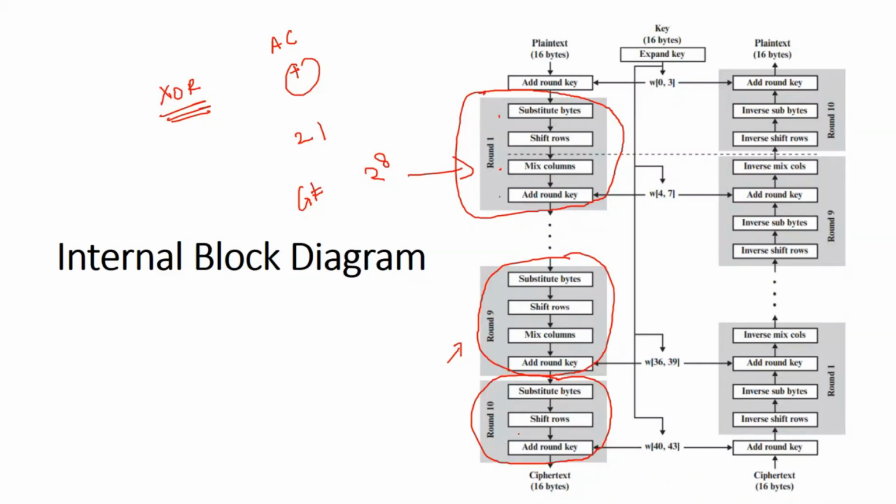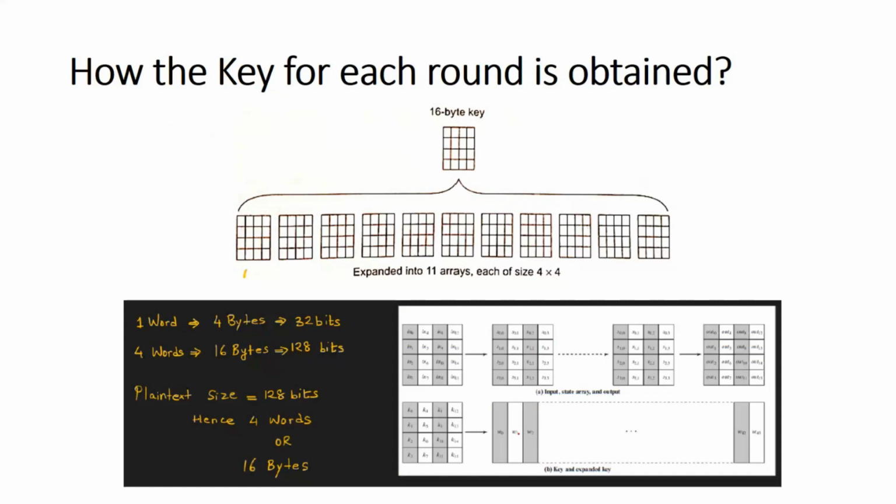So we'll start with the very first transformation, that is substitute bytes first. Sorry, add round key first. So now let me show you how this works.